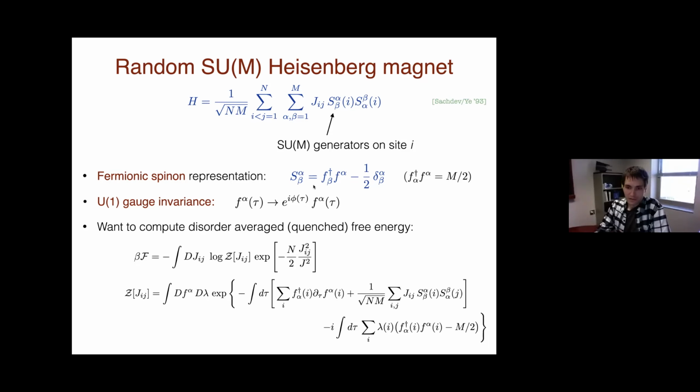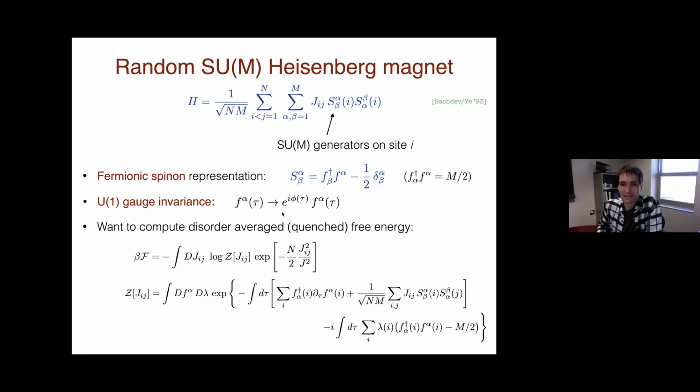Now, if we choose this representation in terms of these fermionic spinon degrees of freedom, I'll refer to these fs as the spinons, we introduce a U(1) gauge invariance, as you can just see from writing it in this way. So much of the physics that I will describe can be understood in terms of what happens to this U(1) gauge invariance. But okay, let's start the pedestrian way.